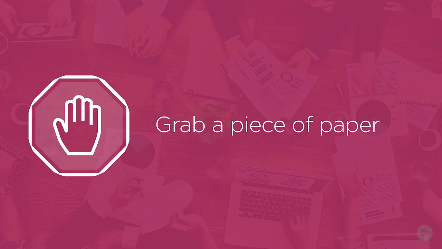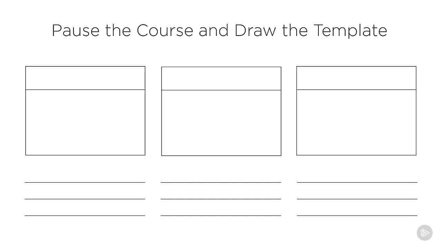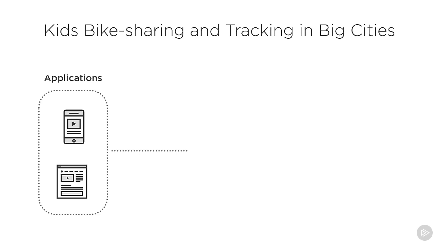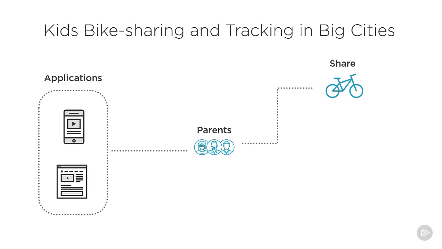It's your turn to get creative. Grab a piece of paper and sketch the following template. For this scenario, imagine you are a business analyst in a team developing both mobile and web apps for kids' bike sharing and tracking in big cities. Your main customers are parents who should be able to use both applications to share a bike for their child, and then track them until they are returned to the central bike station.